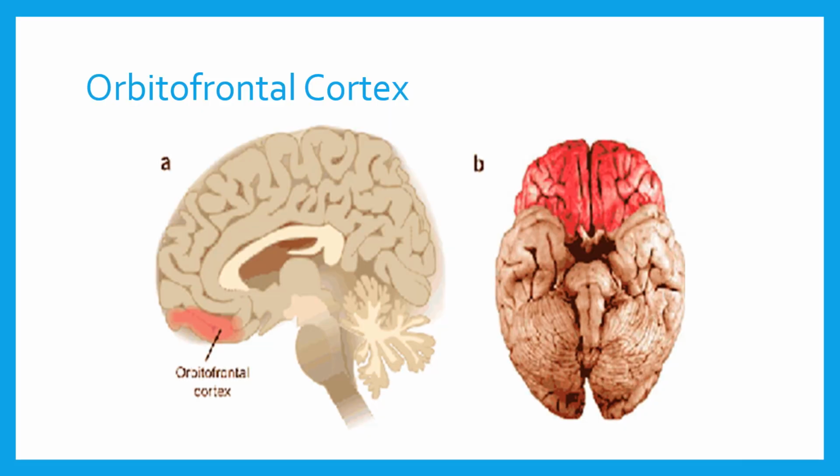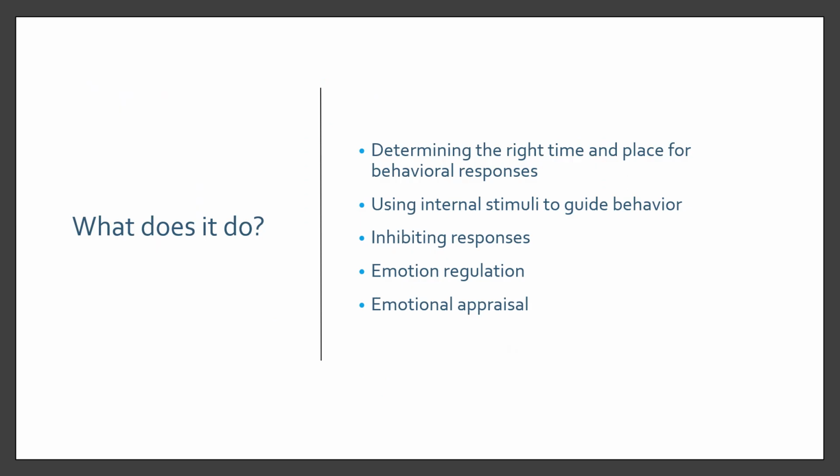So we're going to start with the circuit that includes the orbital frontal cortex. This is part of the prefrontal cortex, and it gets its name from its position immediately above the orbits, where the eyes are located. So what does it do? Well, broadly, the orbital frontal circuit is responsible for regulating actions that are triggered by our drives and our appetites. So determining the right time and the right place for behavioral responses. Very important for appropriate social behavior. Using internal stimuli to guide behavior.